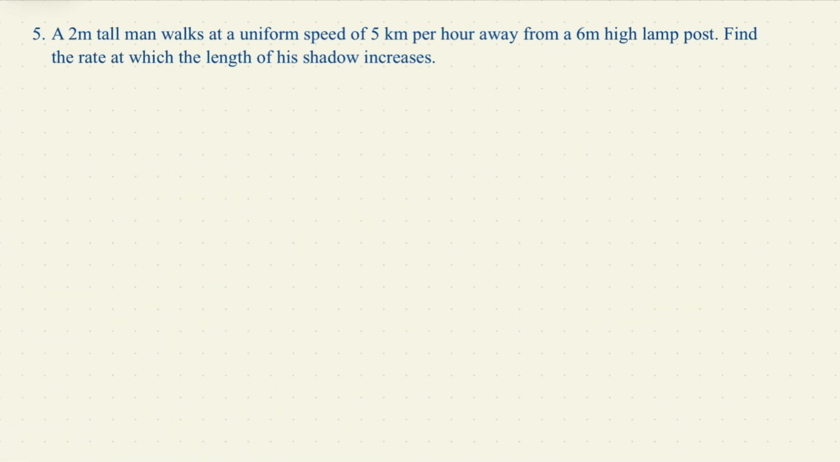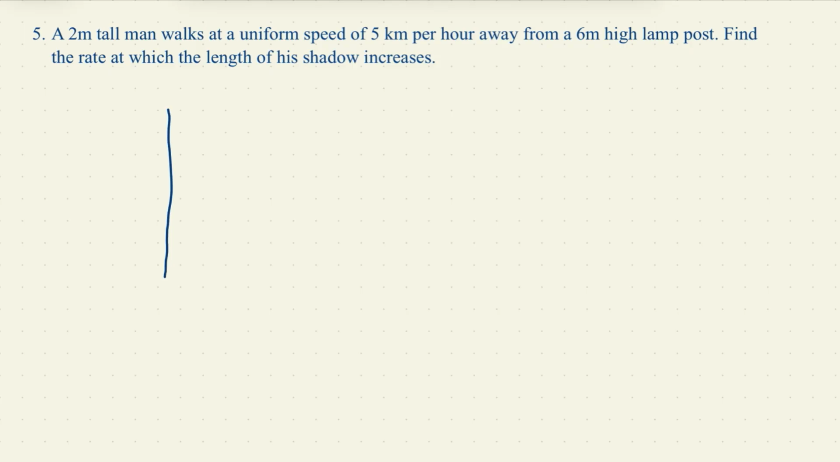Question 5. A 2 meter tall man walks at a uniform speed of 5 km per hour away from a 6 meter high lamp post. Find the rate at which the length of his shadow increases. So here's a man, a lamp post, and obviously there will be a shadow of the man on the ground. So let us make a picture.